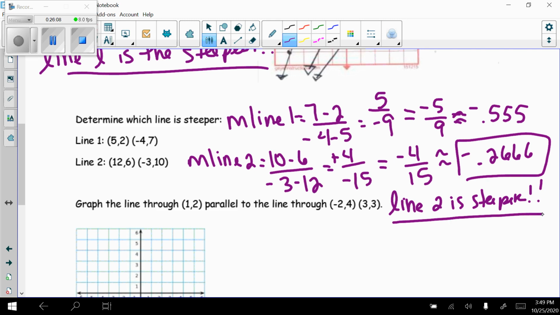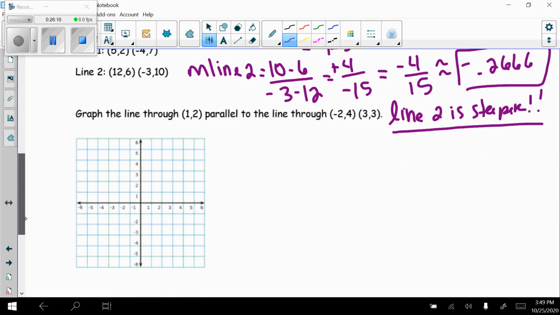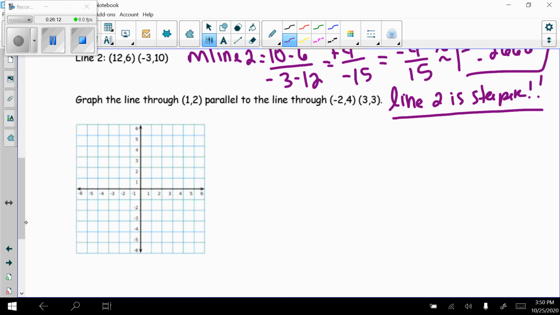All right, last example for the day. It says graph the line through the point 1, 2, parallel to the line through -2, 4 and 3, 3. Well, first I need to know what is the slope of the line that they give me these 2 points. So the slope is, subtract your y's, 3 minus 4. We should be experts at doing this right now. Over 3 minus -2.